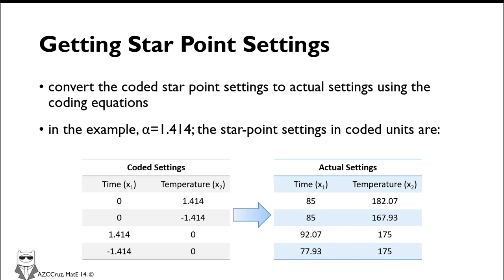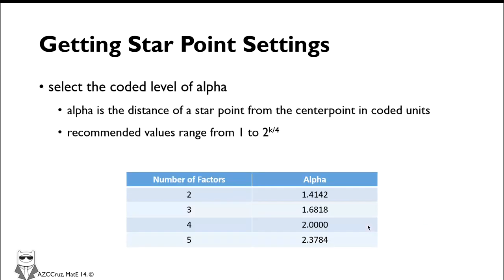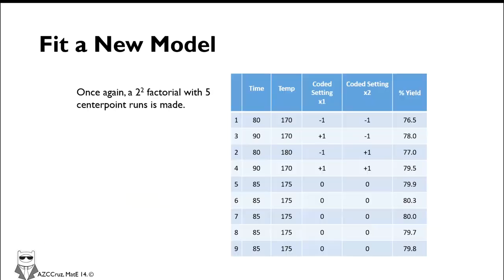So magdadagdag ka ng 4 additional runs, which is added to this experimental run. So di ba, ginawa na natin to. So meron tayong yung 2 to the k, which is itong 1 to 4. Tapos nagdagdag tayo ng 5 center point runs, which is run 5 to 9. Dadagdag pa tayo ng 4 additional, which should be run 10 to 13, no? Tama ba? 10, 11, 12, 13. Tama. Run 10 to 13, dadagdag tayo ng mga star point settings natin, no? Or star point runs. Okay?